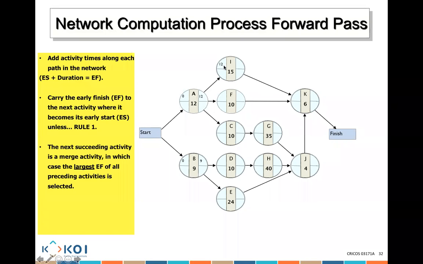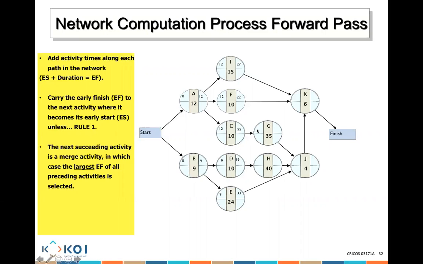It goes to I, it goes to F, it goes to C. So for I, 12 plus 15, what's the total? 27. Okay. Now 12 goes here also. 12 plus 10, what's the total? 22. And here again, 12 plus 10, what's the total? 22. Okay. Now what do I put here, guys? 9. Okay, perfect. 9 plus 10? 19. And what do I put here? 9. 9 plus 24, what's the total? 33.